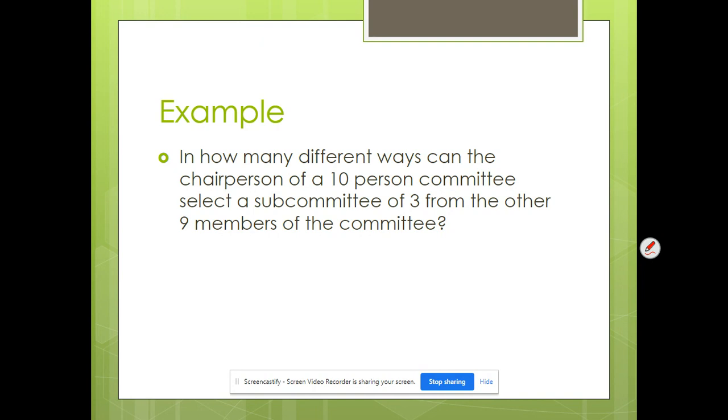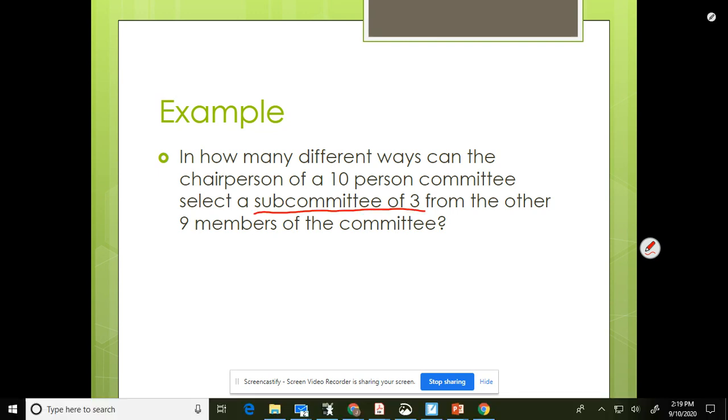All right, so now how many ways can the chairperson of a 10-person committee select a subcommittee of 3 from our other 9 members? So it's just a committee. We're not assigning roles. If I was assigning like president, treasurer, secretary, then the order would matter. But right now I'm just picking 3 people that are going to be on my committee. So order doesn't matter. So we have combinations.